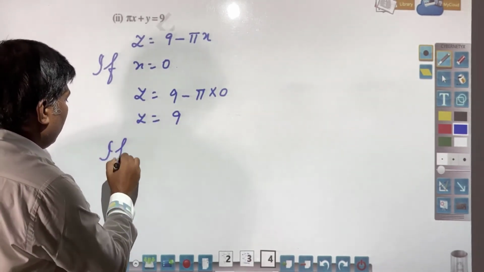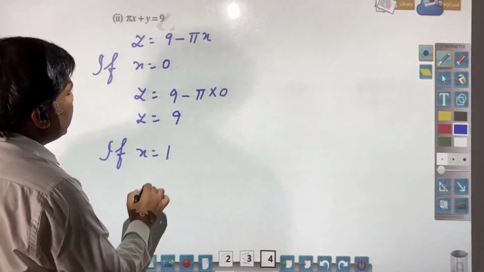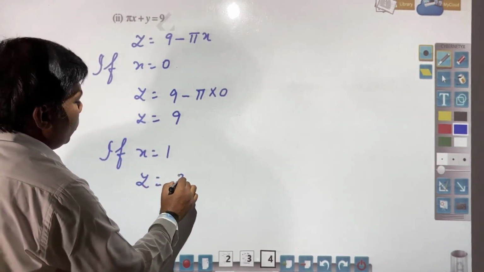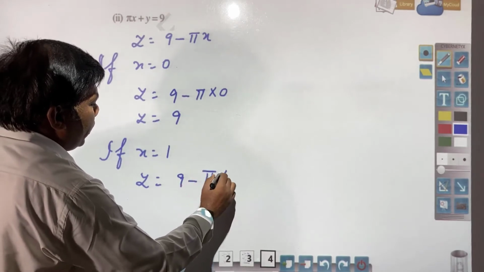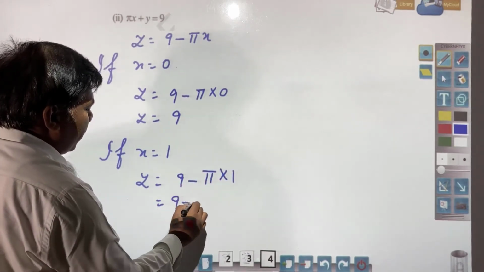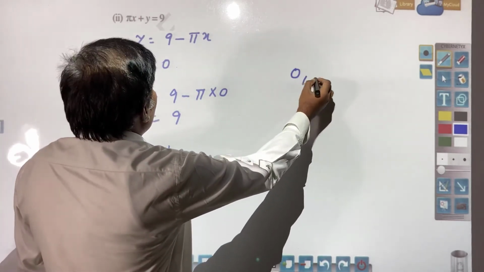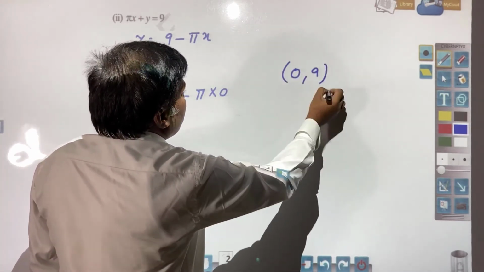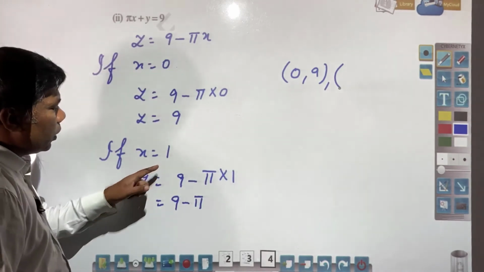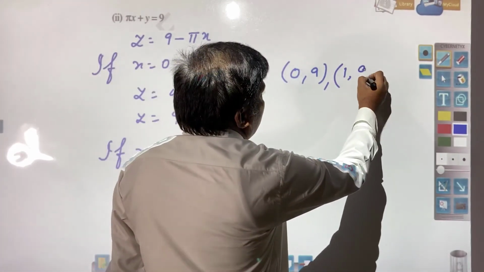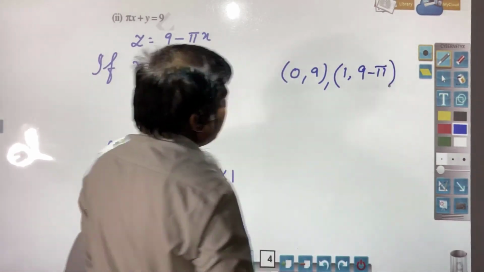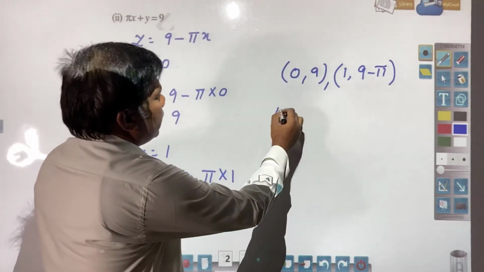If x is equal to 1, in this case y will be equal to 9 minus pi into 1, it means 9 minus pi. So what answer we have got? 0 and 9, first solution you have got. The other solution you have got 1, 9 minus pi. So this is your answer.